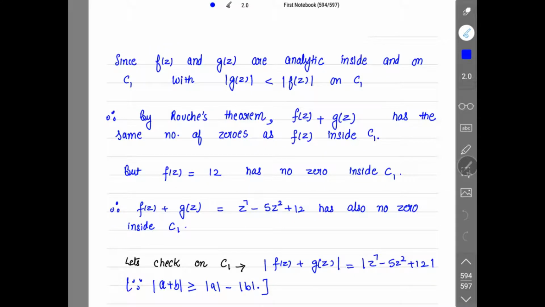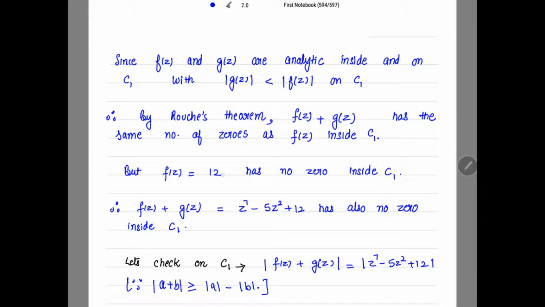Now since f(z) and g(z) are analytic inside and on C1 with mod of g(z) strictly less than mod of f(z) on C1, by Rouche's theorem, f(z) plus g(z), that means the sum of these two functions, has the same number of zeros as f(z) inside C1. But f(z) is constant 12, so it has no zero inside C1, right?